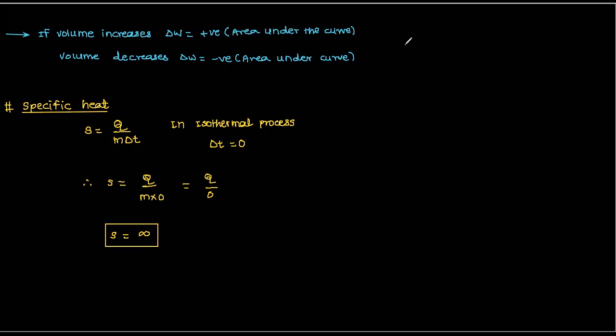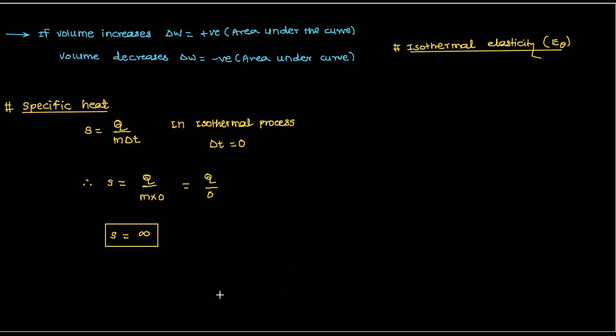Next point, isothermal elasticity. What is isothermal elasticity? This is denoted by E theta. It is the same as bulk modulus, but in isothermal process we call it isothermal elasticity. Let's see what we get.